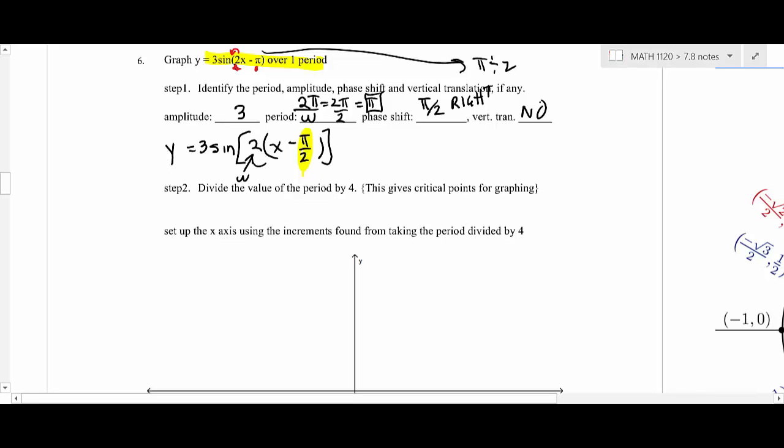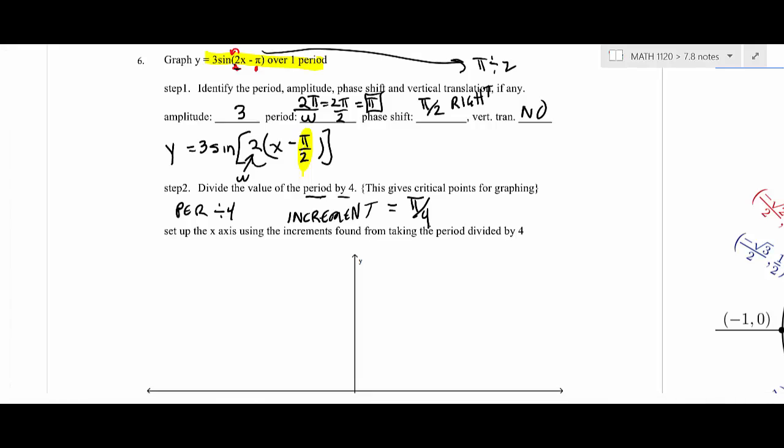Okay, so what we do now, and this is real important, anytime the period changes, you need to take the period and you need to divide it by 4. Okay, so this is what I call the increment of the x-axis. You did that some, I think, on your graphing assignment. So the period's pi, and then divide by 4. So you're going to make your x-axis go by pi over 4.